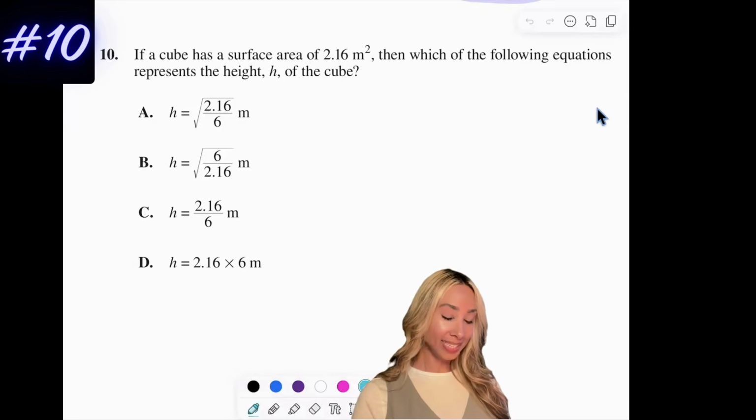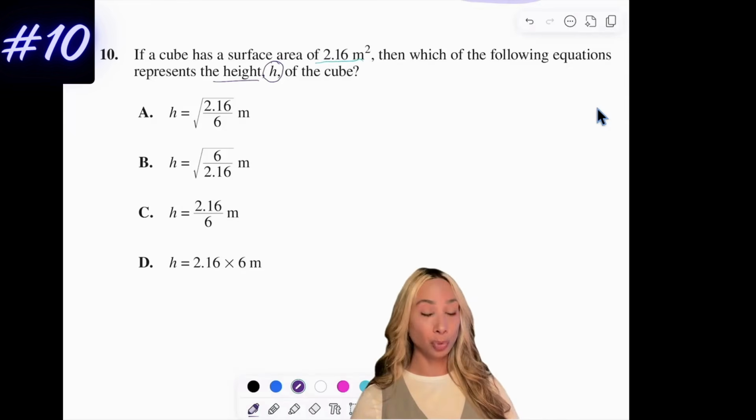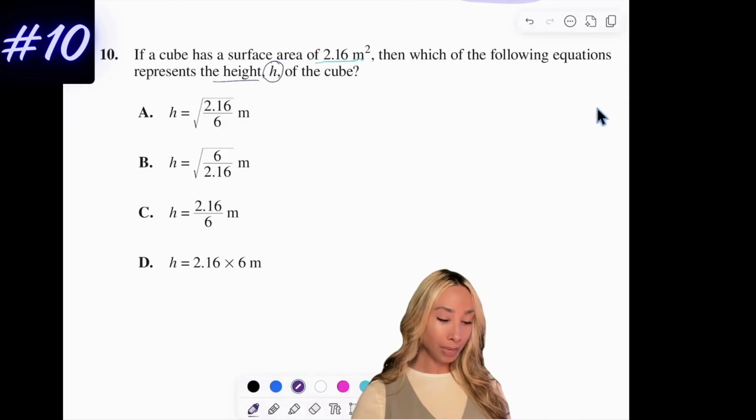So it says if a cube has a surface area of 2.16 meters squared, then which of the following equations represents height? And obviously they're saying that height is h of the cube. So this is a good one, really asking you, do you know about your surface area rules? And do you recognize how 3D objects look when they are obviously not even shown to us? So let's start with the first thing.